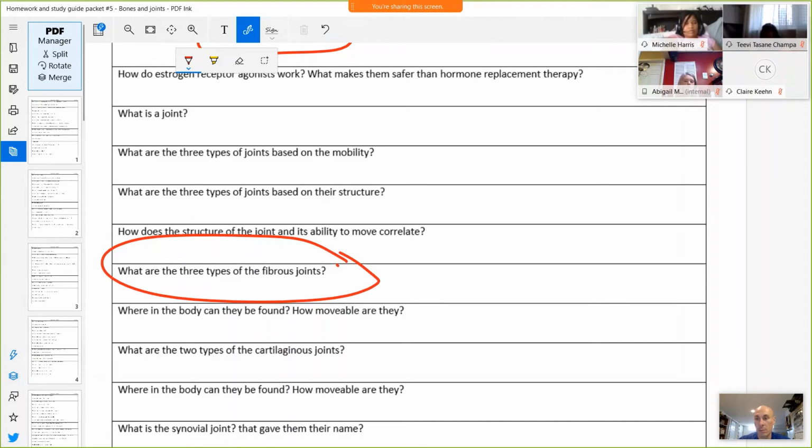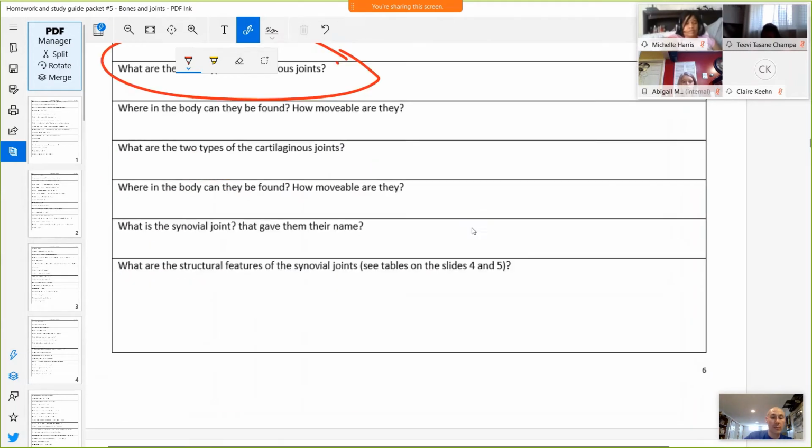How movable are they? Sutures, immovable. Syndesmosis depends. That's a movable joint, but say the tibiofibular joint is not. Gomphosis between your teeth and your jaw, not movable. 2 types of cartilaginous joints. Synchondrosis and symphysis. Synchondrotic joints: costal cartilage, not movable. Symphysis, between your vertebral discs or between the hip bones, partially movable.